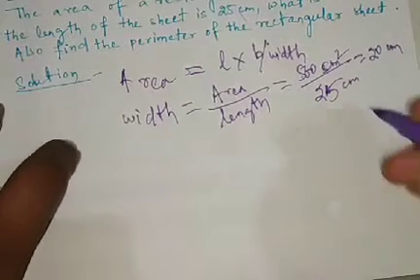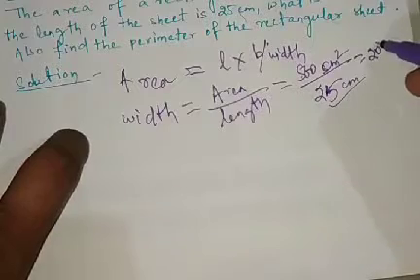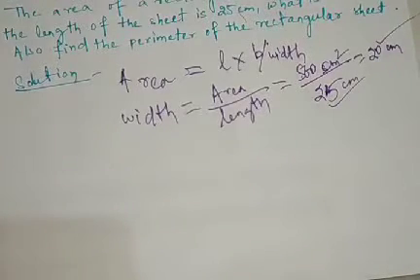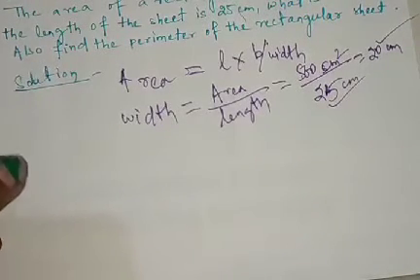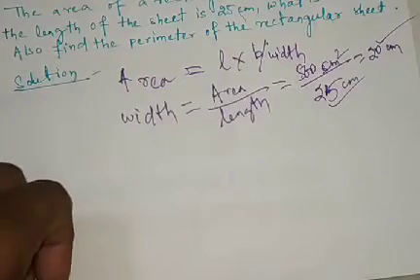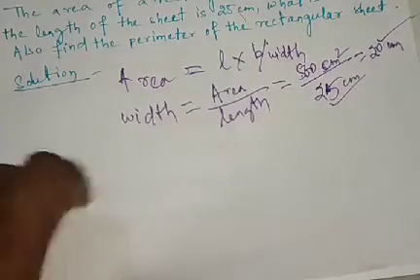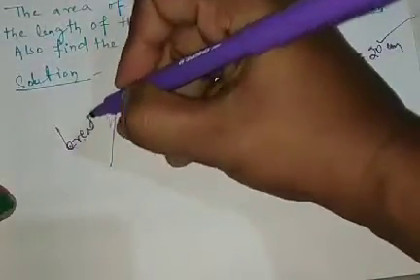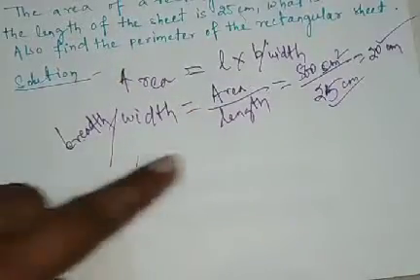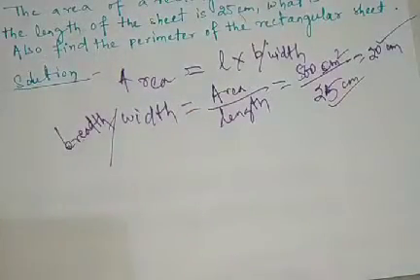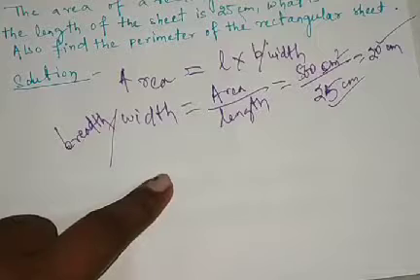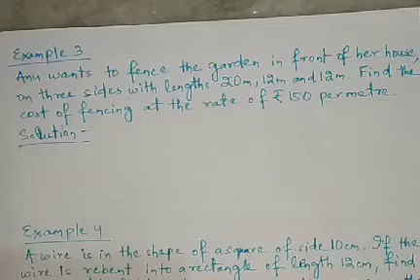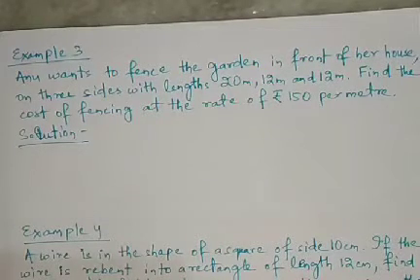So you got length, you got width. So perimeter is how much? Perimeter of rectangle is equal to 2 whole length plus breadth. So width is what? Width is breadth. Don't confuse between breadth and width in perimeter. Both are same in perimeter. Okay. Next, look at example 3.